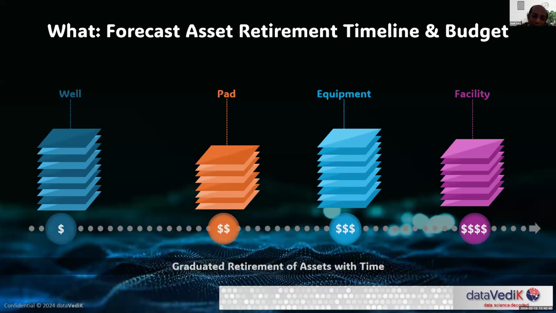As you can see at the bottom, the budget required for each of these also increases, because abandoning a well is a simpler process than abandoning the whole pad, which is a simpler process than abandoning all of the equipment and facilities associated with it. Hence the cost also increases over a period of time. This is another reason why it is important to account for all of these activities, because sometimes people think about plugging orphan wells as the primary activity. The process doesn't end there. There are more things that need to be abandoned and properly plugged and stored away.